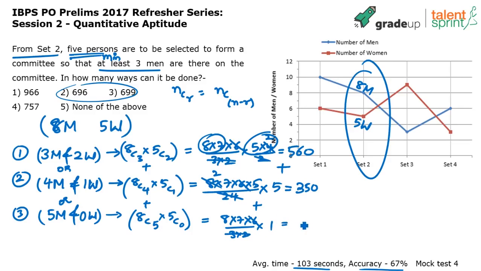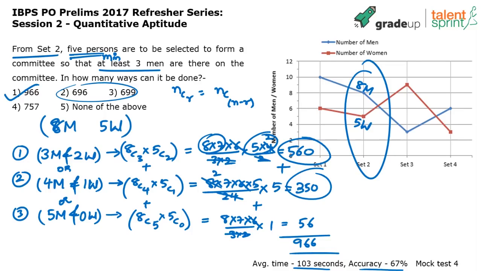So 8 into 7, 56. That's it. Add these three values. 560 plus 350 is 910. 910 plus 56, 966. So I think 966 should be the answer, right? Option 1. How did we get 696 or 699? 966, I guess, should be the answer.